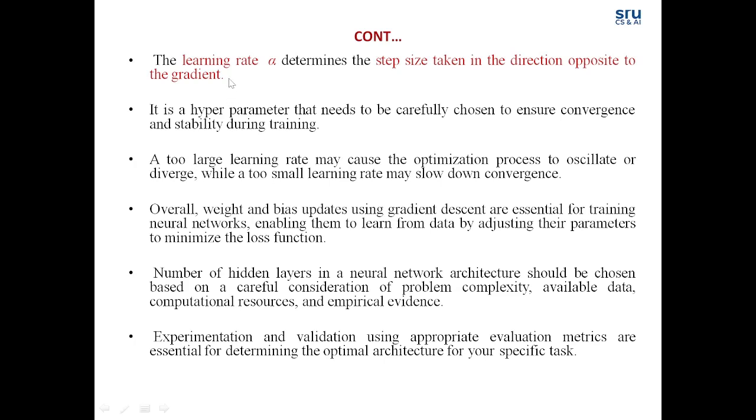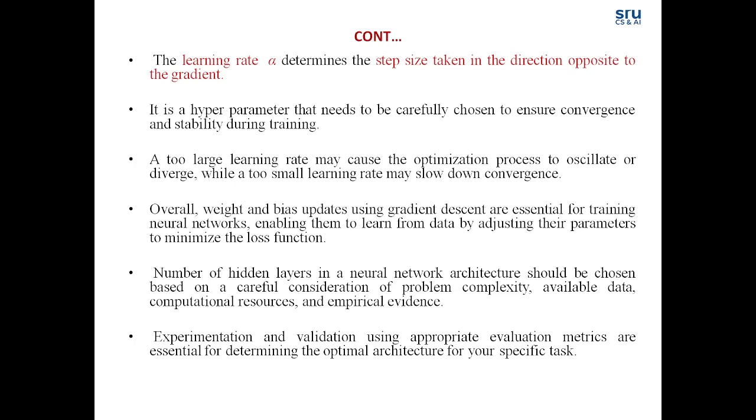Next, the learning rate alpha determines the step size taken in the direction opposite to the gradient. This alpha acts as a hyperparameter, and it should be carefully selected so that convergence and stability take place during training. If we take a large value of alpha, it causes the optimization process to oscillate or diverge. And if we take a small value of alpha, it will slow down the convergence process.